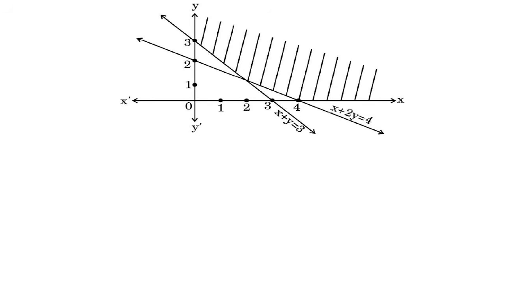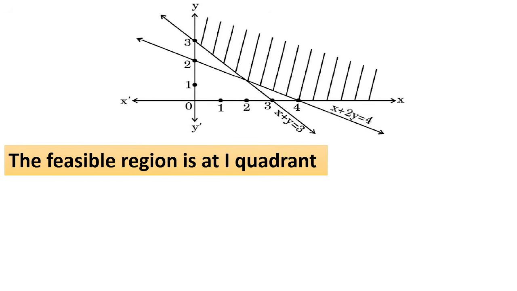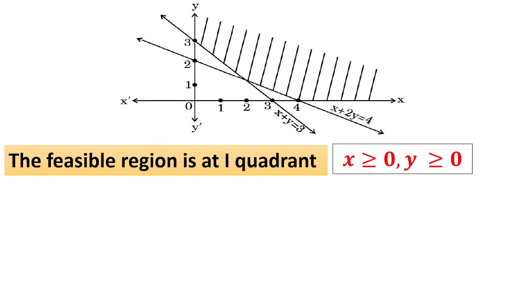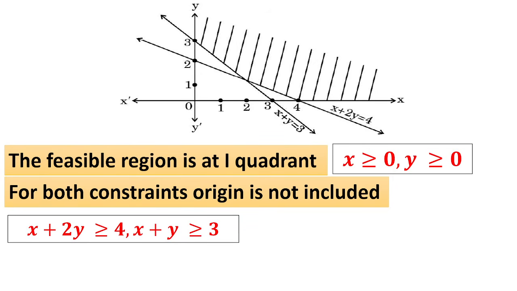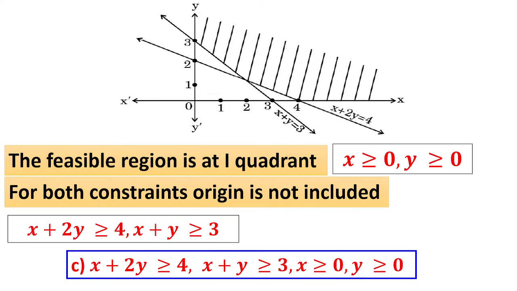Now this is the diagram given. Now the feasible region is in the first quadrant. Very, very simple, because x greater than or equal to 0, y greater than or equal to 0 has to be selected. Now for both the constraints, origin is not included. What is the meaning of origin not included? Both of them should be greater than or equal to. The first one should be greater than or equal to 4. The second one should be greater than or equal to 3. Therefore, these are the constraints now. Now you just select that answer which has all these 3. Therefore, this option is C.